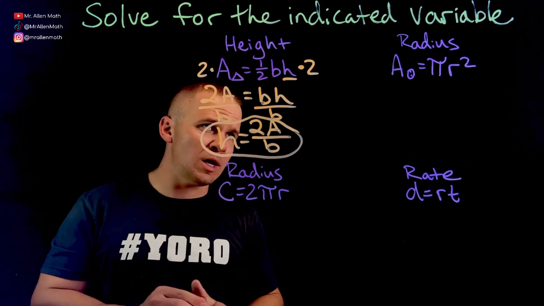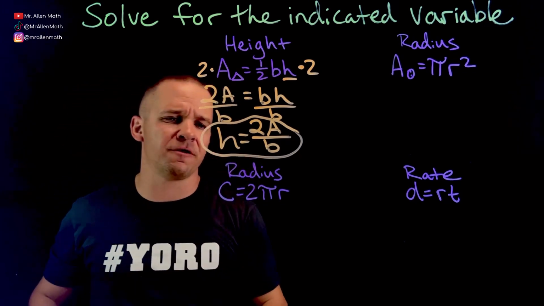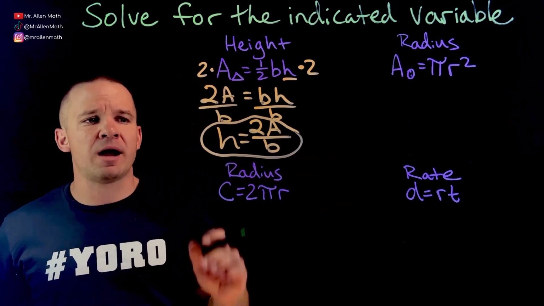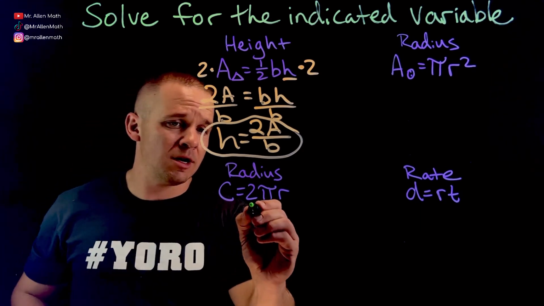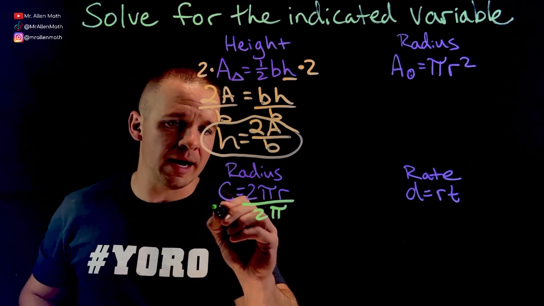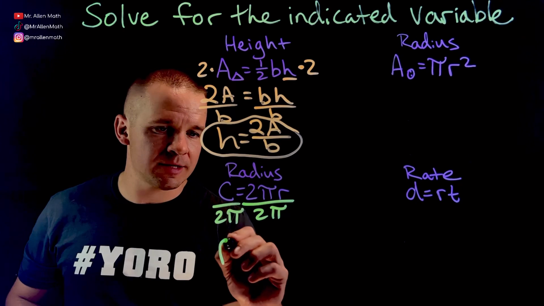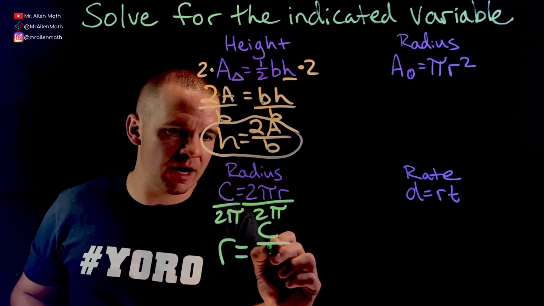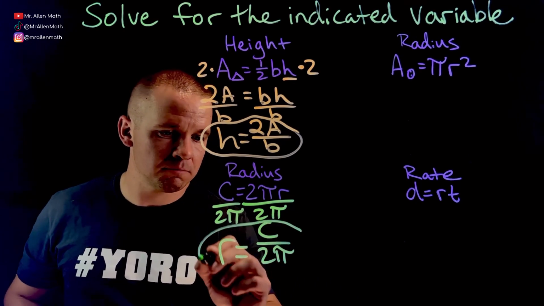Next one. Let's do the circumference first. Circumference equals 2 pi r. I want to solve for the radius, so I just need to divide by 2 pi. My radius equals the circumference divided by 2 pi. That's it for that one.